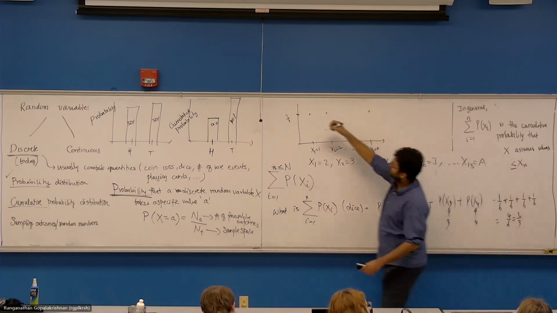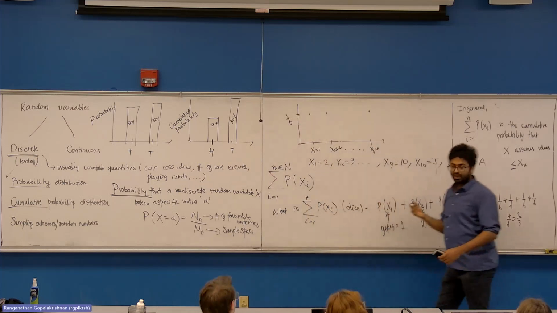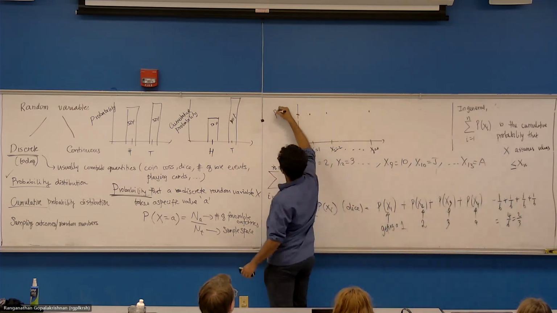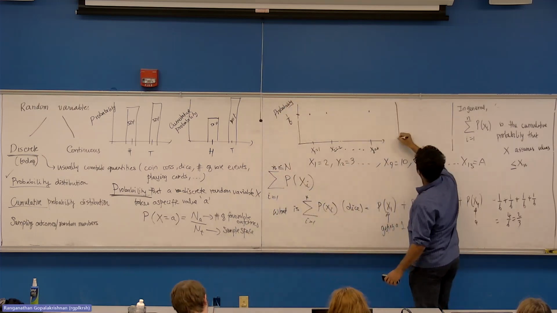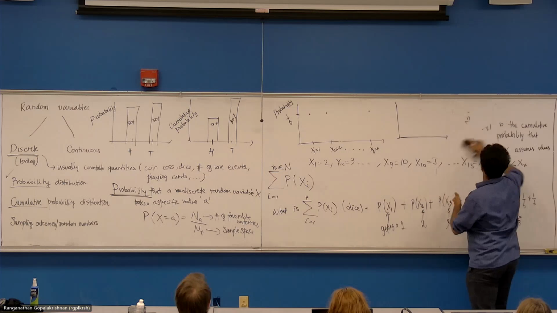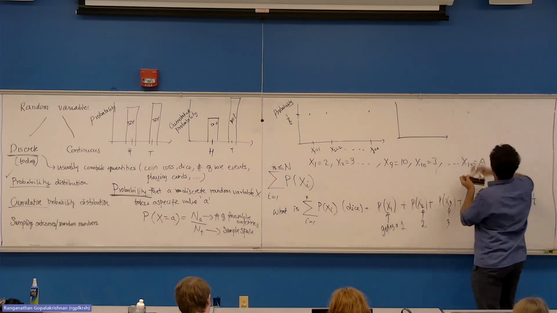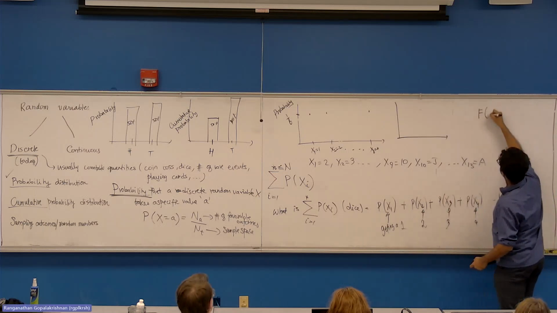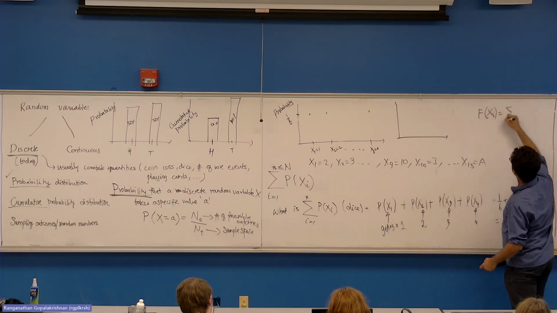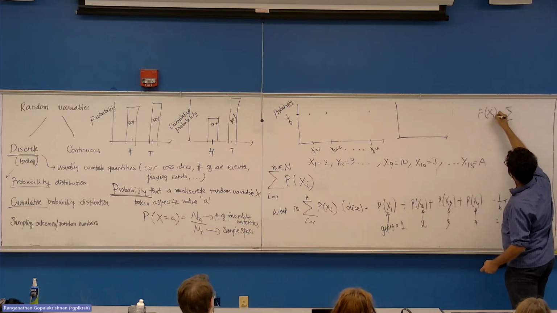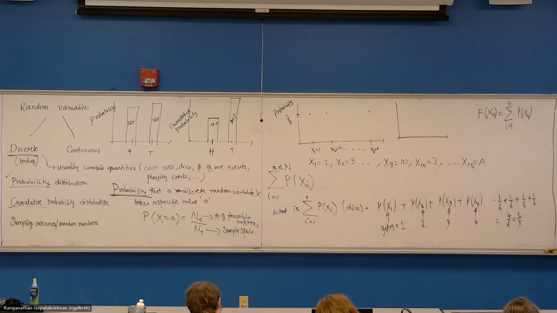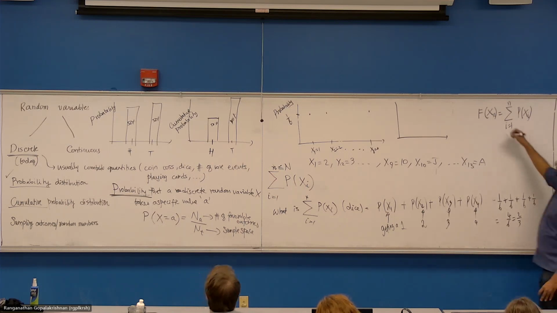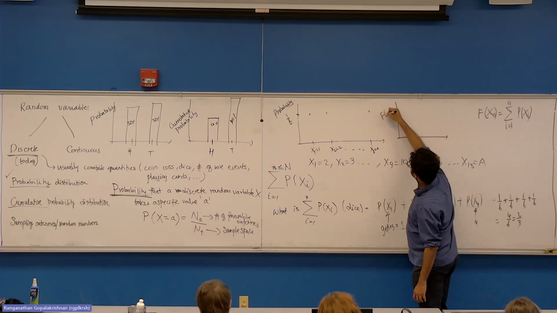It's 1/6, right? Okay. This is probability. When I say cumulative probability, remember cumulative probability, we'll give it a symbol. F of xn is equal to summation i equals 1 to n probability of xi. So this is f of xn.